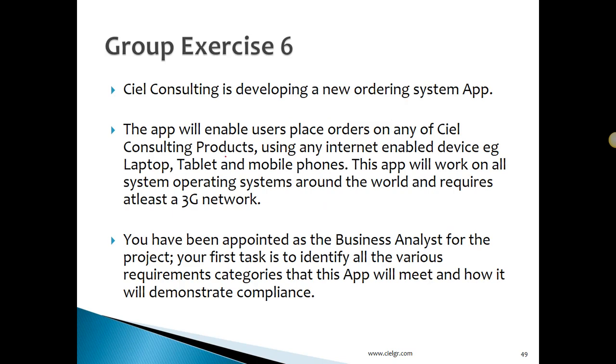So let's take a look at this exercise. Sale Consulting is developing a new ordering system app. The app will enable users place orders on any of Sale Consulting products using any internet-enabled device, for example, laptop, tablet, and mobile phones. This app will work on all operating systems around the world and requires at least a 3G network. You've been appointed as the business analyst for this project. Your first task is to identify all the various requirement categories that this app will meet and how it will demonstrate compliance. So I want to see if you can actually perform this particular exercise. You can pause this video for now and see if you can identify this set of requirements.